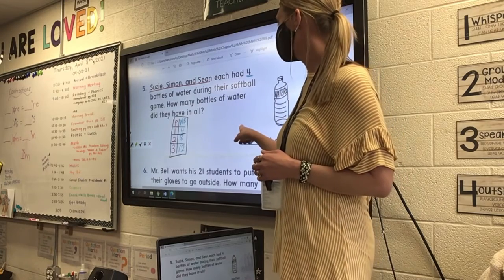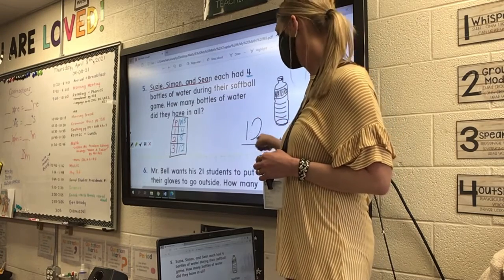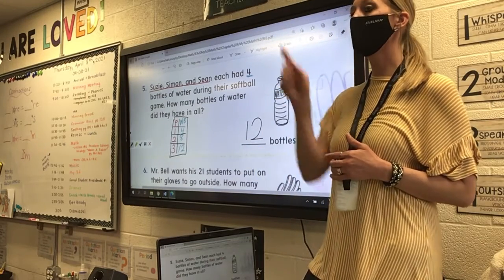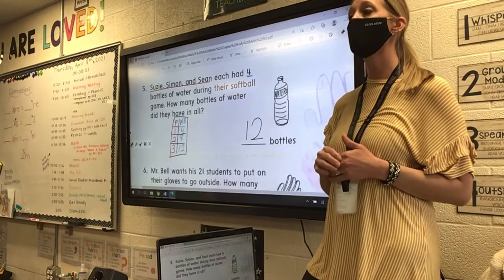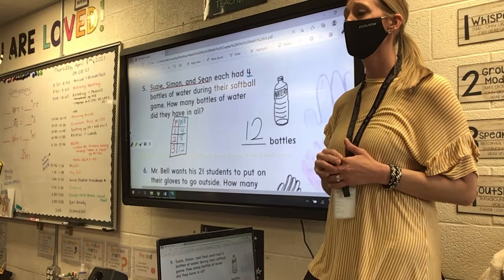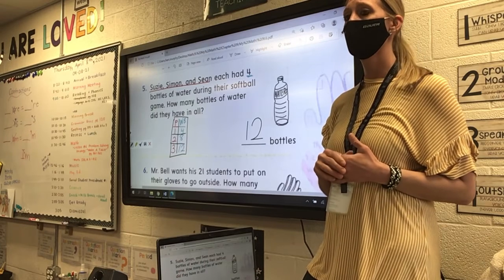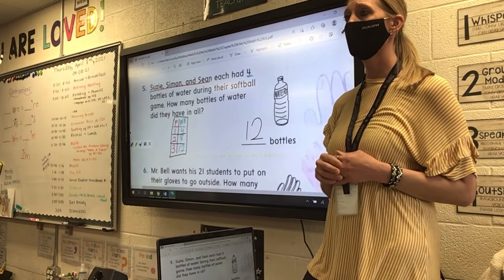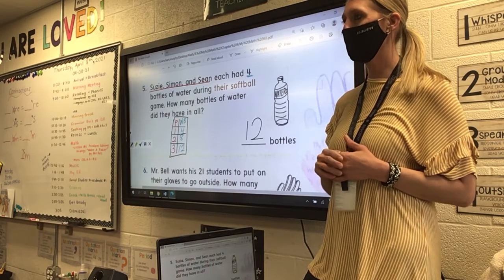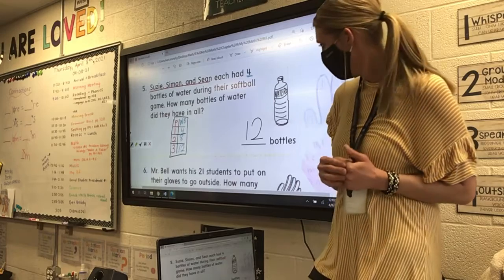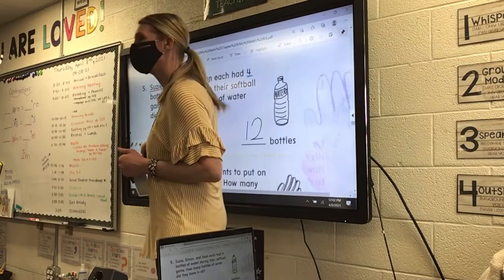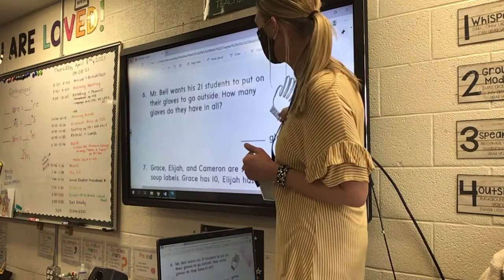Okay, so how many bottles of water do they have in all? 12. Okay, Miss Schaefer's first group, they push in your chair and walk. Go with her. Brooklyn, you need to clean that up, and you need to do this first. Okay, we got 2 more problems. Got it? This is so much fun. Tables are fun, aren't they? Good. I'm glad you like this one.